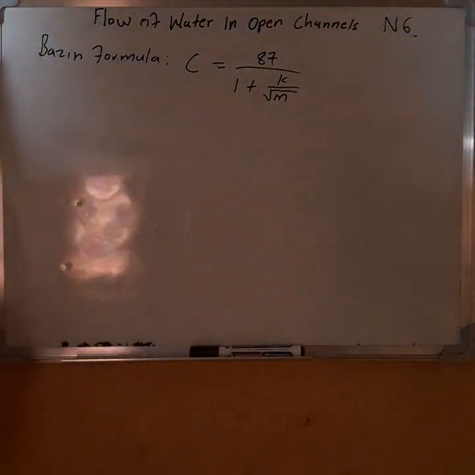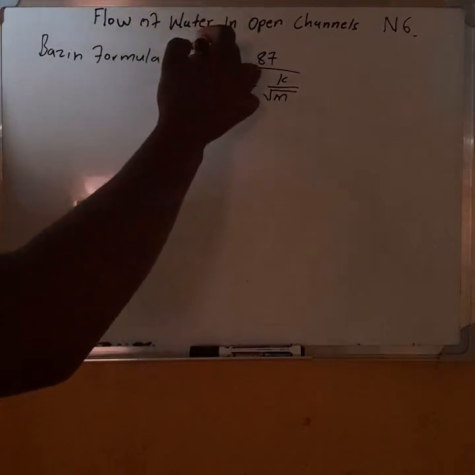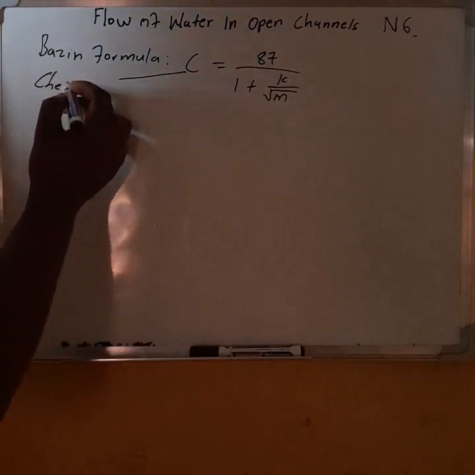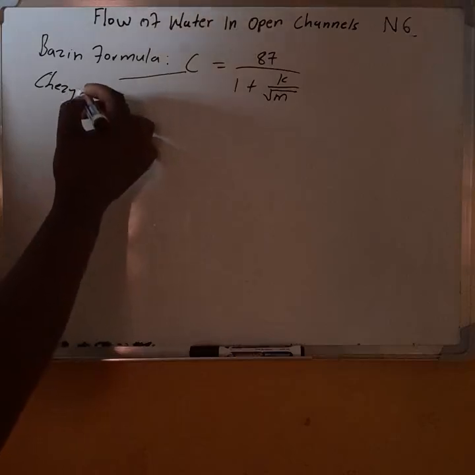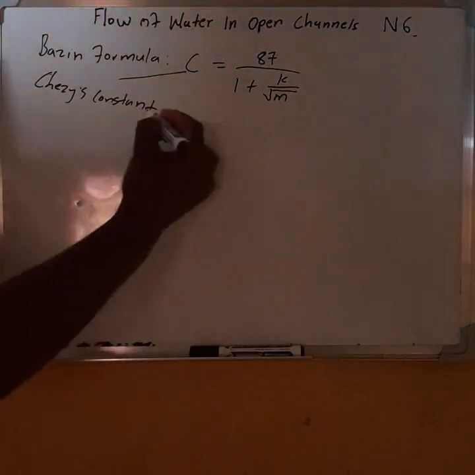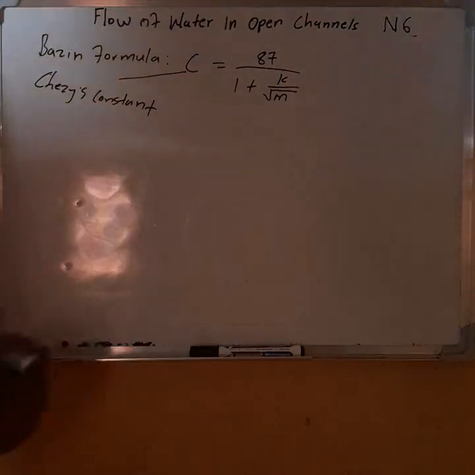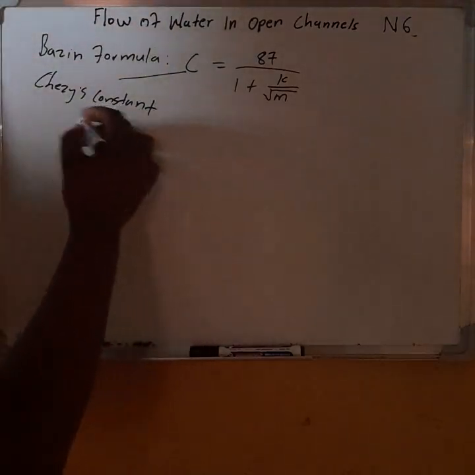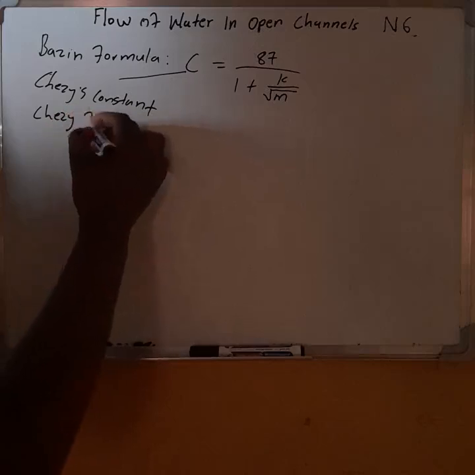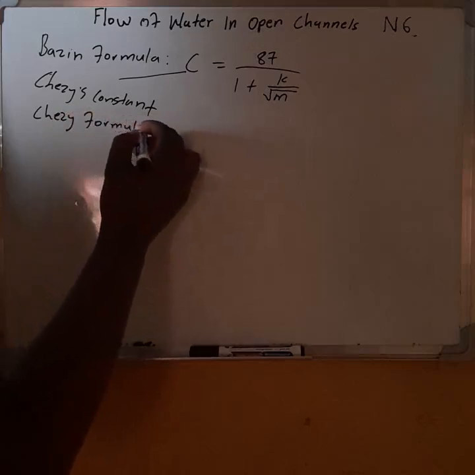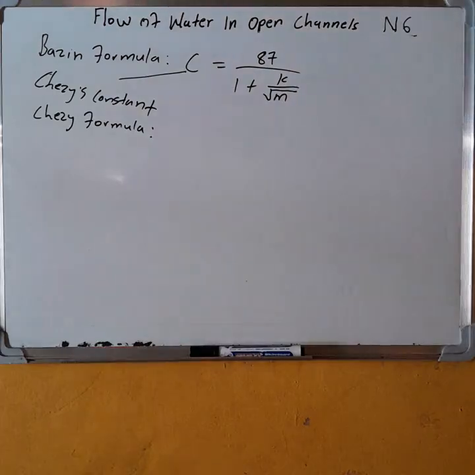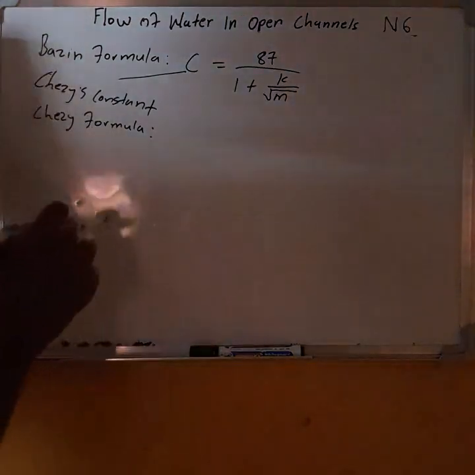We know this is Chezy's formula, and C is Chezy's constant. We know the formula for Chezy. Now we'll look at the Chezy formula.